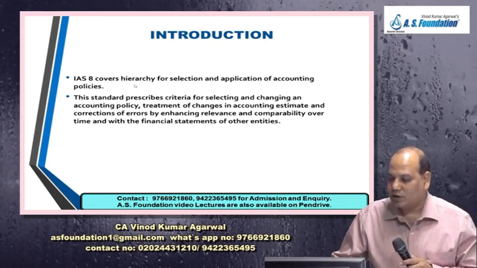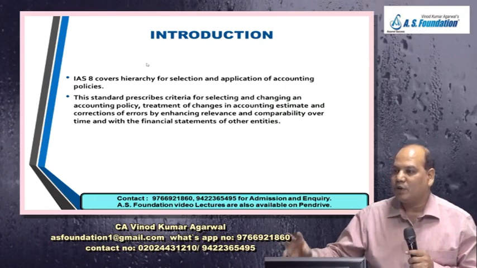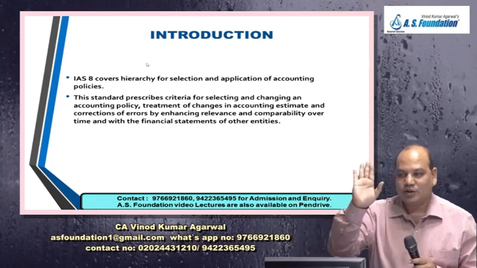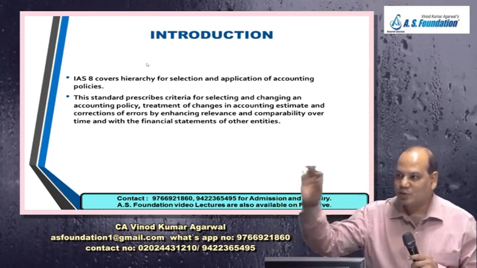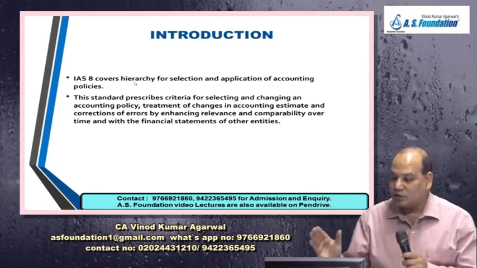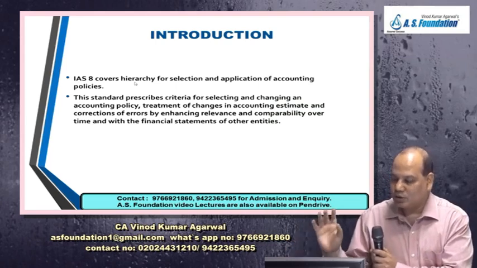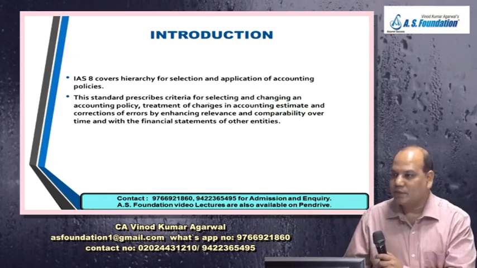What will be the hierarchy? Hierarchy means which one will be given priority. Will IFRS be given priority or US GAAP? If for a particular transaction or event there is a provision in IFRS and there is a provision in US GAAP also, IFRS will be given priority. If IFRS is not available, then the standard will tell you what you will do next. So that is what we will discuss. The standard prescribes criteria for selecting and changing an accounting policy.